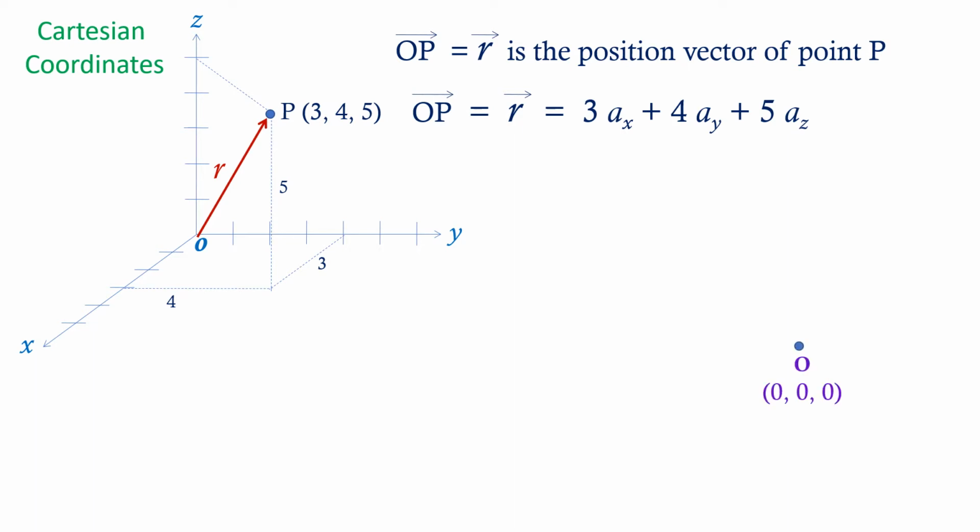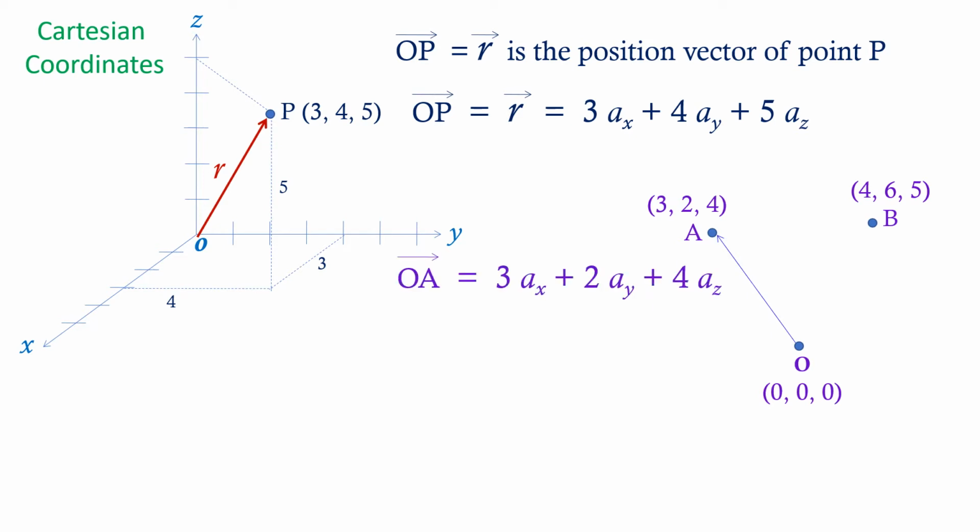Let us consider a point O at 0, 0, 0, another point B at 4, 6, 5, and another point A at 3, 2, 4. OA bar is the position vector of A: 3ax plus 2ay plus 4az. OB bar is the position vector of point B. It is 4ax plus 6ay plus 5az.